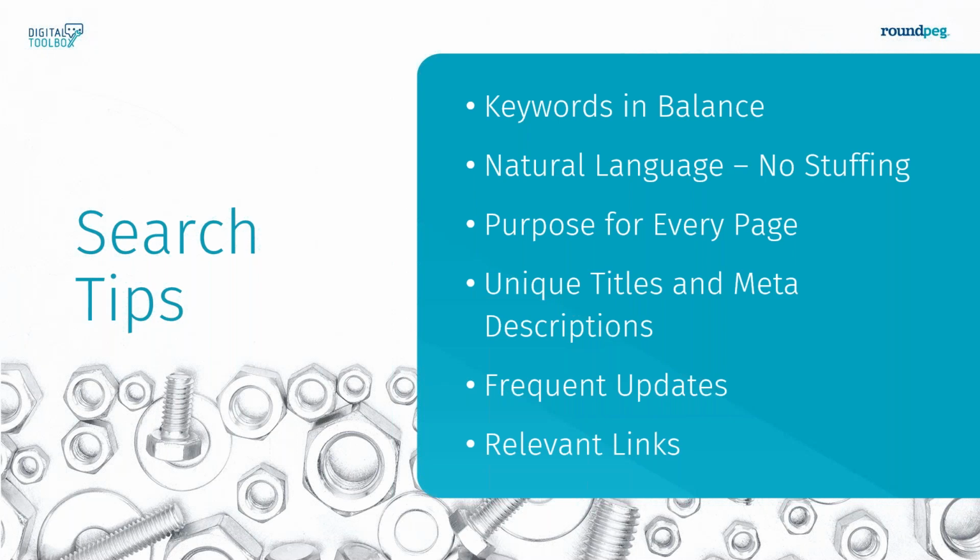So you should use a ratio. If there's 500 words on the page, maybe 2 or 3 times you use the keyword. If there's 1,000, you can use it a little bit more. Another thing that you can do is you can use synonyms, so it makes it a little bit less repetitive. You want to have a purpose for every page. You want to make sure the pages are updated periodically. And if you are linking to other content, that the content you're linking to is relevant.